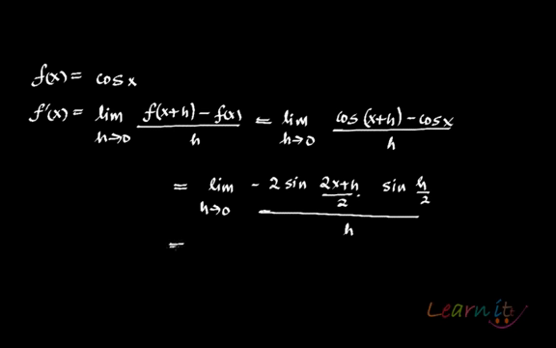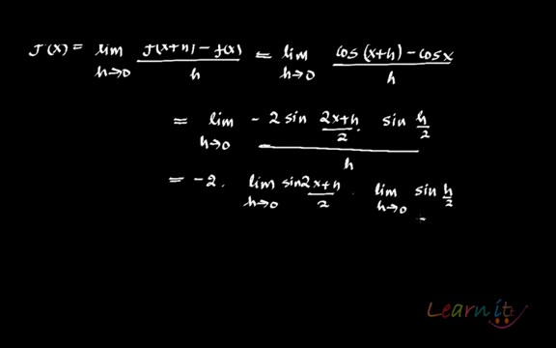Clear? So you can write this as minus 2 into the limit as h tends to 0 of sin((2x + h)/2), into the limit as h tends to 0 of sin(h/2) divided by h. To use the limit as x tends to 0 of sin x by x equals 1, we have to make these thetas equal. Here you have h/2, here you have just h. So you multiply and divide by 1/2.